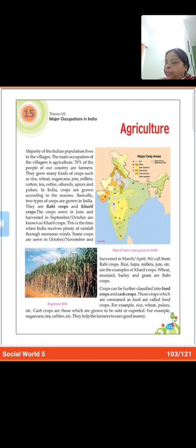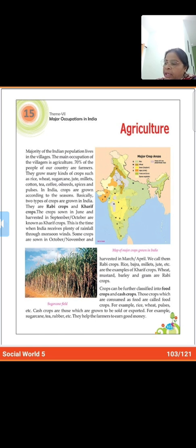70% of the people of a country are farmers. They grow many kinds of crops such as rice, wheat, sugarcane, jute, millets, cotton, tea, coffee, oilseeds, spices and pulses. In India, crops are grown according to the seasons. Basically, two types of crops are grown in India. They are Rabi crops and Kharif crops.